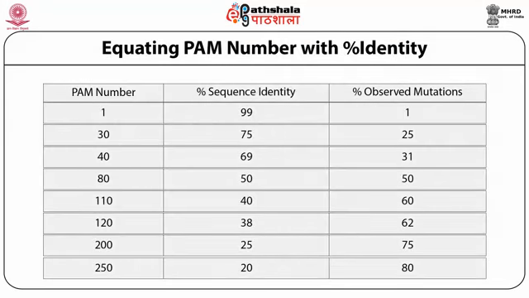This table equates a PAM number with percent identity between two sequences. This table also equates approximate evolutionary distance in PAM number with percent observed mutations. Therefore, the PAM 250 matrix can be used to align proteins having 80% mutations, that is, for aligning most diverged proteins, and PAM 30 can be used to align proteins having 75% identities, that is, for aligning closely related proteins.